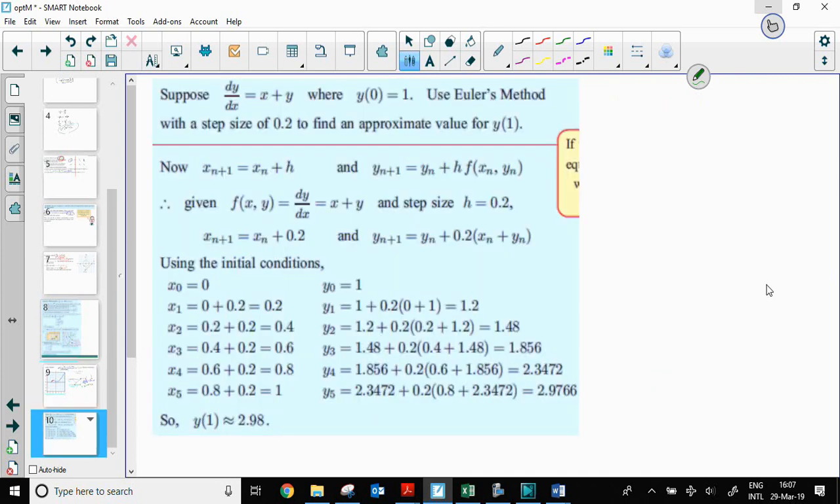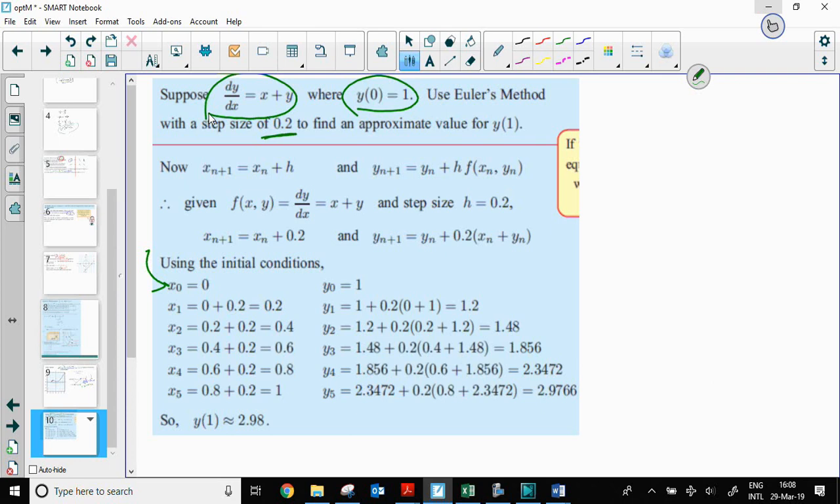So here it is. This is our differential equation. This is our initial condition. So we begin right here. X sub 0 is 0, and y sub 0 is 1. And we want to figure out what the next point is. We're told that the step size is 0.2.